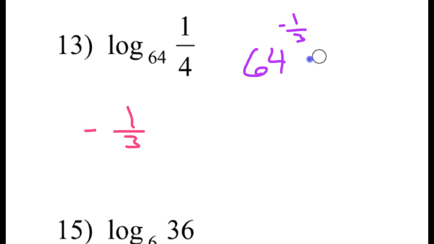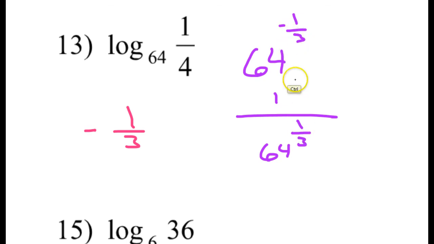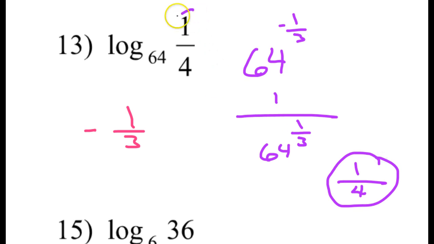Well, the first thing that happens is that this will become 1 over 64 to the 1/3 power, because that's what a negative exponent does. And this is going to become, well, this is the cube root of 64. That's what the 1/3 power means. And the cube root of 64 is 4. So we end up getting 1/4, which is just what we said we would get.